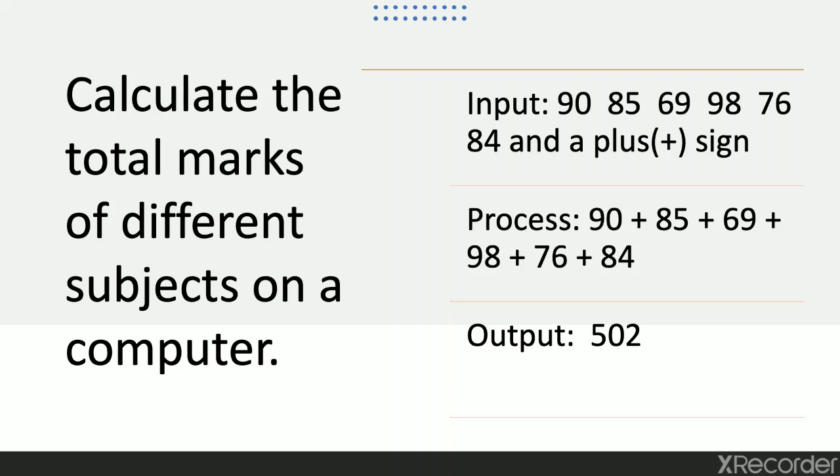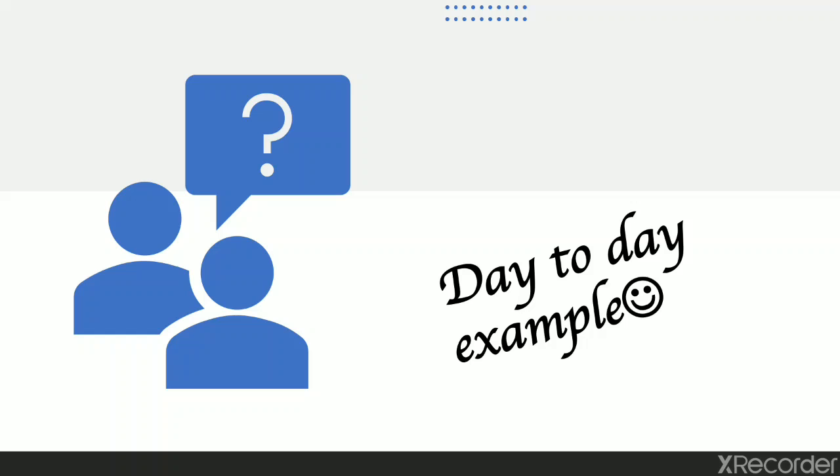After this, the third step is output of the data. In the second step, you already added the numbers, all the 6 numbers. So what will be the output of these 6 numbers? That is 502. So 502 is the output of this calculation of total marks of the different subjects. Right? So these 3 steps we use: input the data, process the data, as well as output.